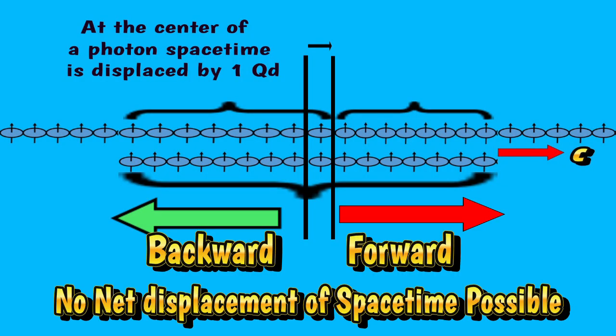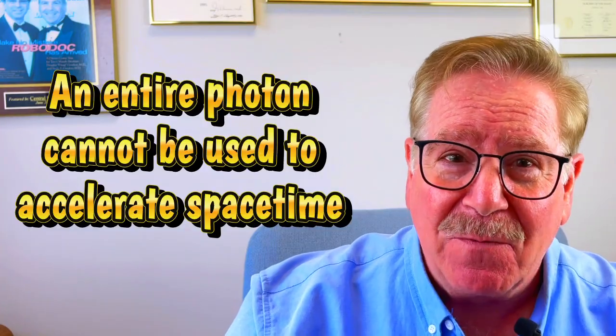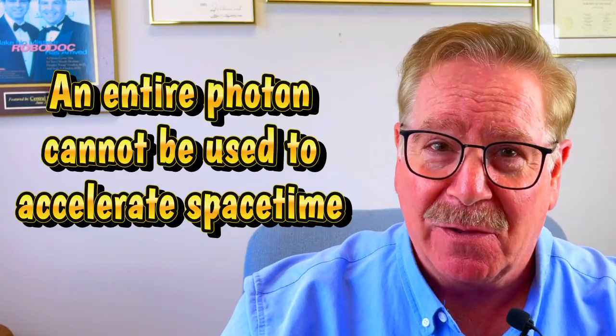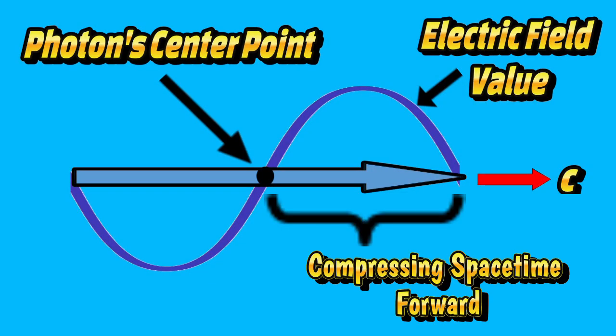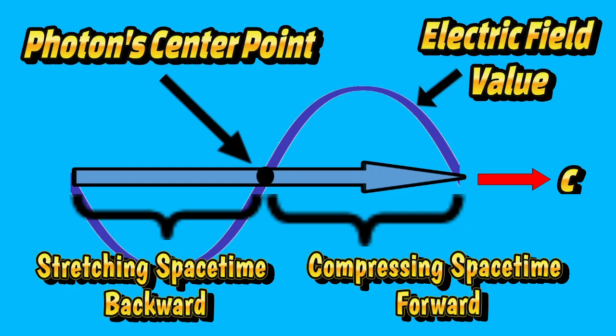But how can we get spacetime to move in a circular path? The only thing we have to try to move spacetime is the primordial photons. If we try to use an entire photon, we would be moving the underlying spacetime forward and then backwards. This back and forth motion of spacetime could never provide the means to accelerate spacetime into a circular path. But what if we used only the forward half or only the trailing half of a photon? The leading half compresses and moves spacetime forward by one quantum distance, and the trailing half stretches spacetime and moves spacetime backwards by one quantum distance.